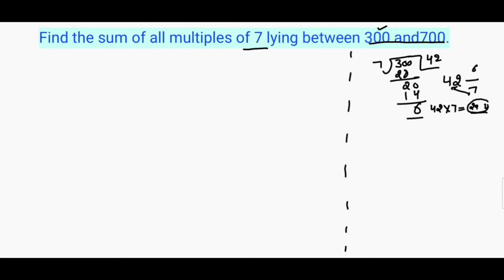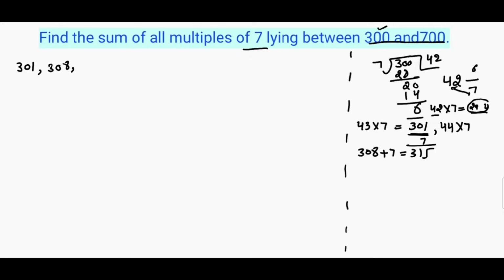But we have to find all the multiples of 7 between 300 and 700. So the next number will be 43 into 7, which is equal to 301. So 301 is my first multiple of 7 between 300 and 700. To get the next number, what will I do? I will multiply 44 with 7, or simply add 7 to this 301. I will get 308.